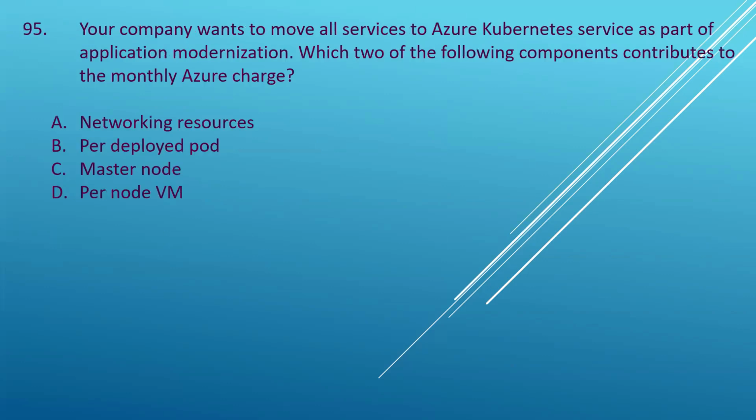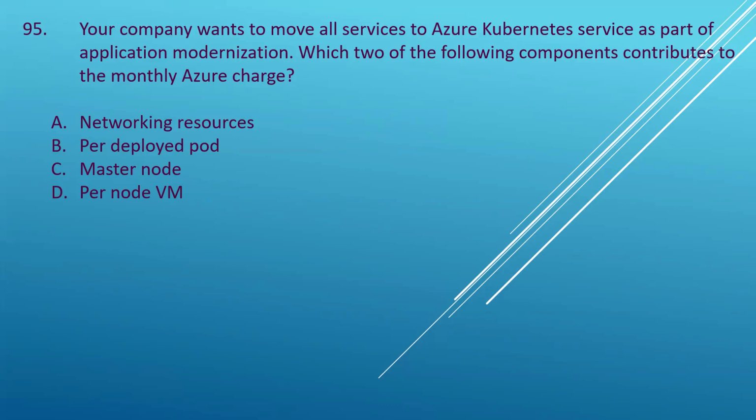Let's look at the next question. Your company wants to move all services to Azure Kubernetes Service as part of application modernization. Which two of the following components contribute to the monthly Azure charge? Your options are networking resources, per deployed pod, master node, per node VM.